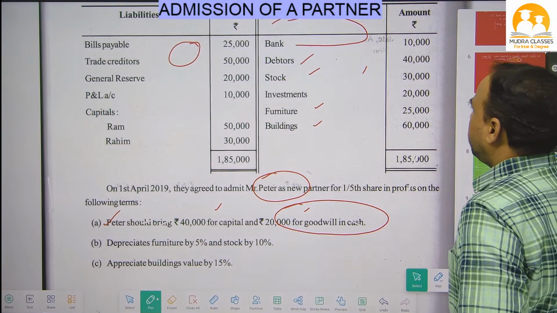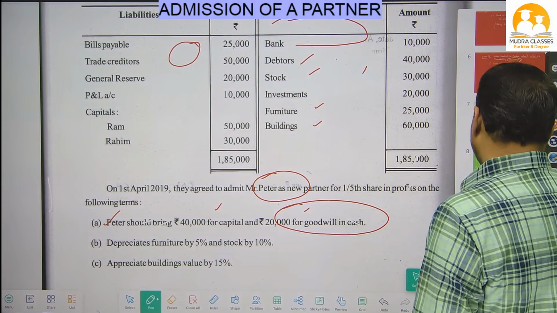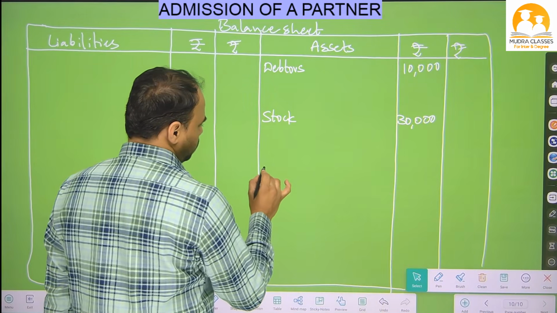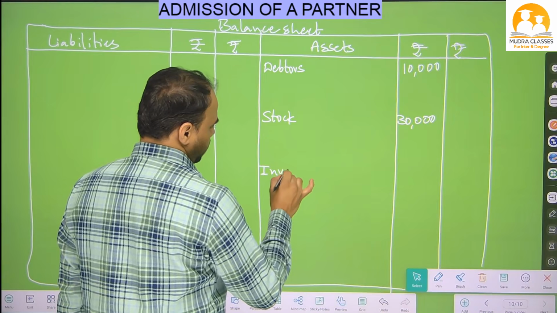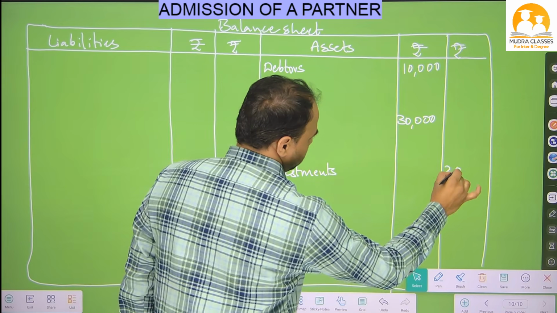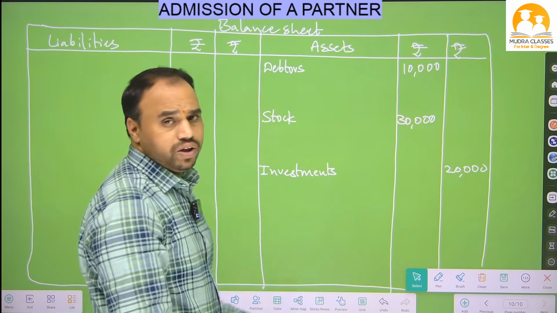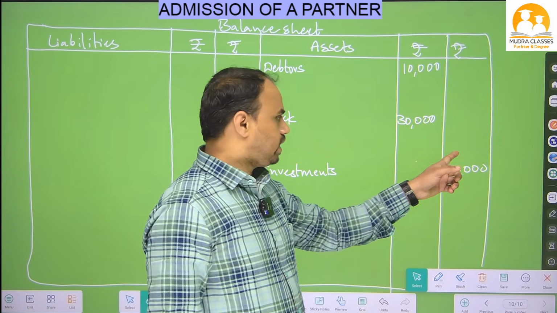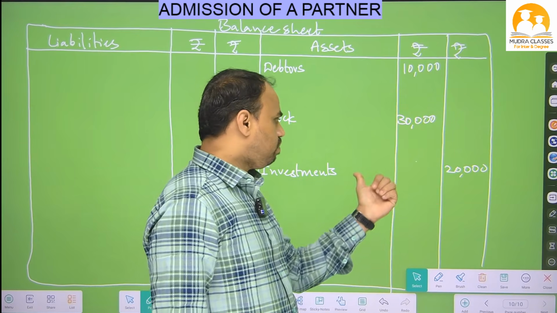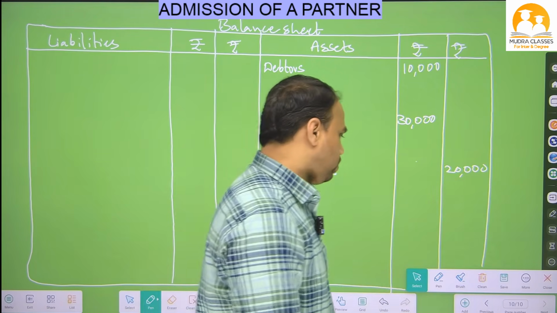What is the next item given? Investment 20,000 is given, no adjustment for investment. Directly you will write in the outer column, no adjustment for investment. So investments 20,000. This is called the inner column and this is called the outer column. The first amount column is called the inner column, the second amount column is called the outer column. Whatever is given in adjustments we have to write in the inner column. Remaining all items, that means whatever adjustments are not given, we have to write in the outer column.